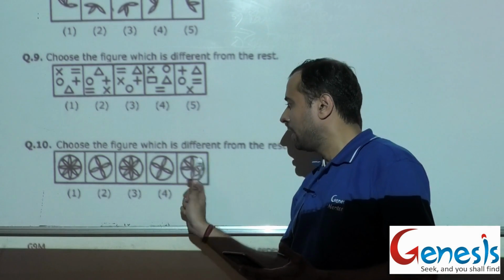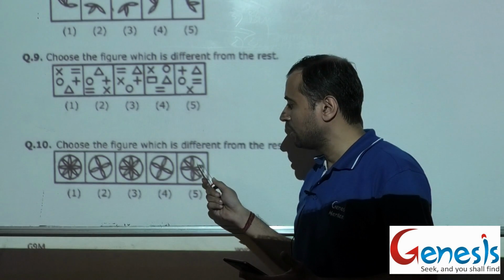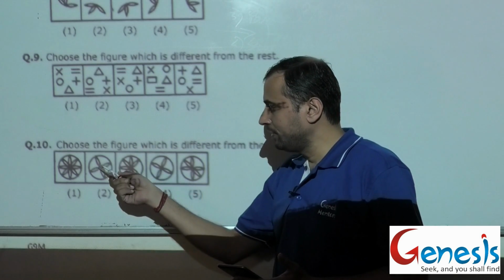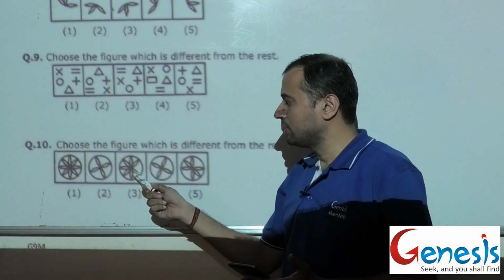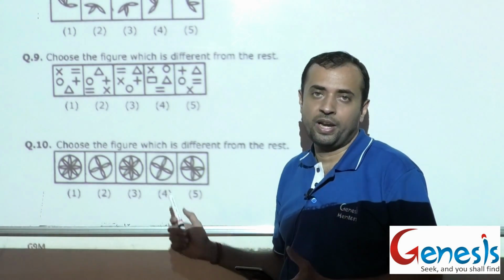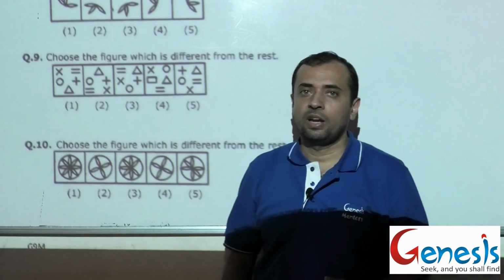This is also a symmetrical figure, right? Symmetrical figure means the image would come out the same, and it also consists of 6 leaves, right? So even leaves 6, even leaves 4, even leaves 4, even leaves 8. But here it is an odd number of leaves, and I cannot get it by rotating 180 degrees or 45 degrees, right? So this is my odd man out, which is figure number 3.